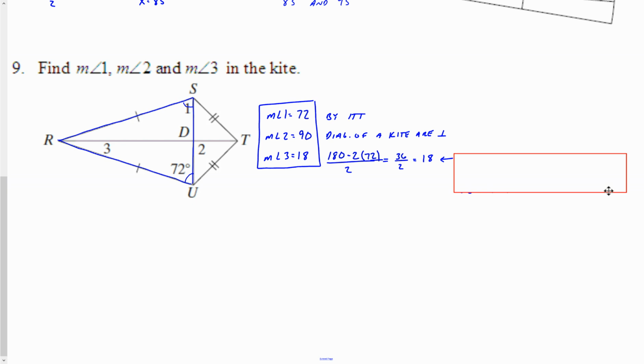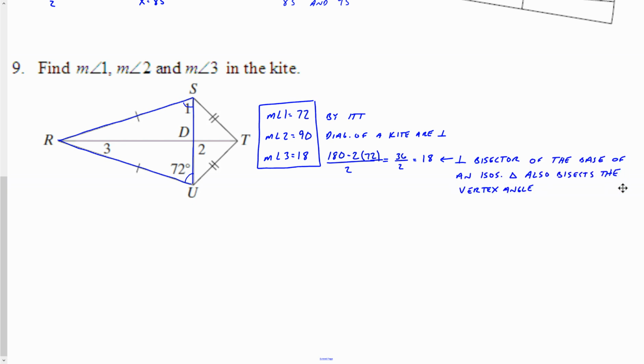The reason I'm able to do that, you may remember from earlier in the year, the perpendicular bisector of the base of an isosceles triangle, so we know that segment RD is the perpendicular bisector of segment SU because of this being a full kite. We also can say then that that segment is a bisector of the vertex angle of that triangle.